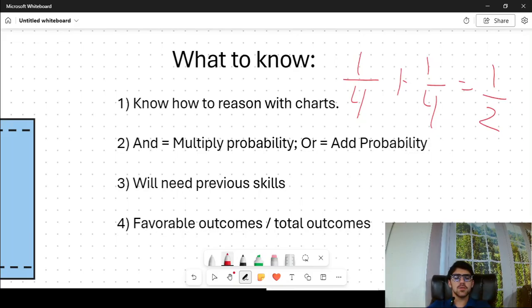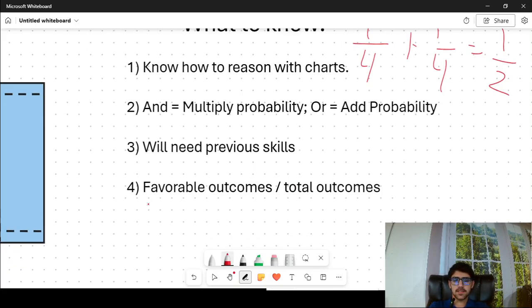It says you will need previous skills. That is worded wrongly. You won't necessarily need previous skills. Rarely, maybe, from the questions in the examples today, only one question will need previous skills, which is just solving for x. Everything else is mainly just understand the question, what does it want, the probability, and then use the chart to find the answer. So you will rarely need previous skills, but if you do, it will most likely just be some basic algebra like solving for x.